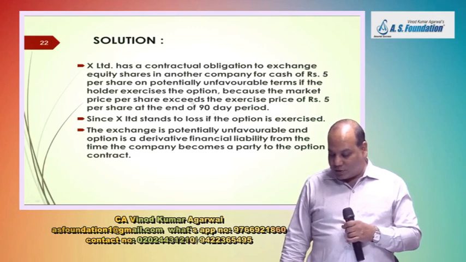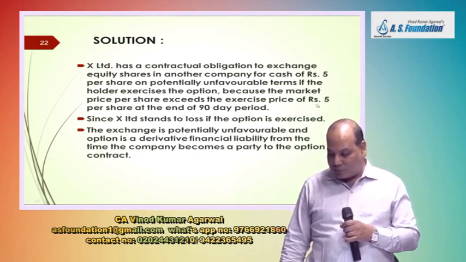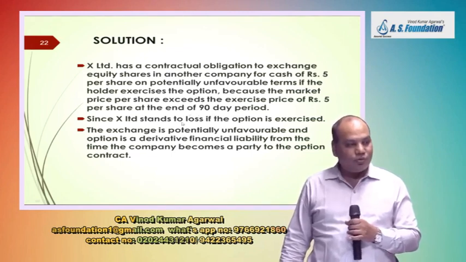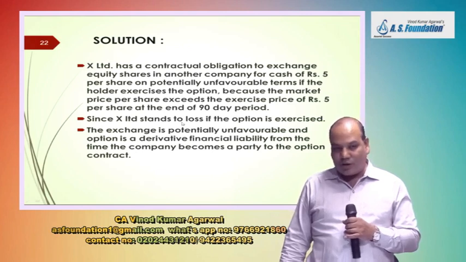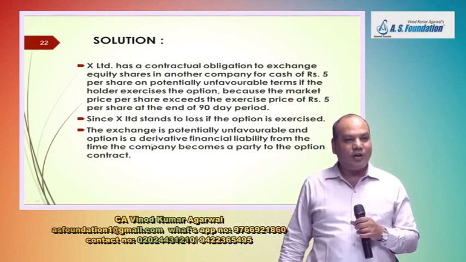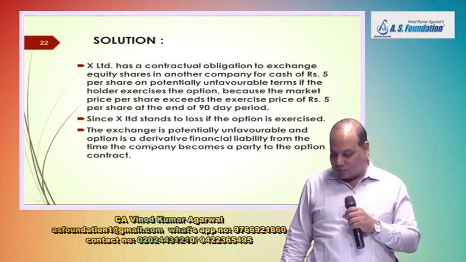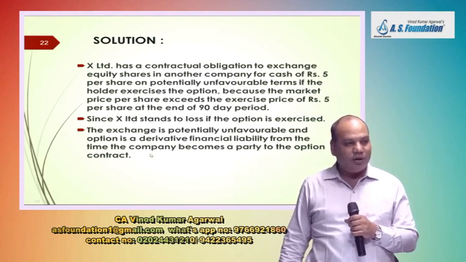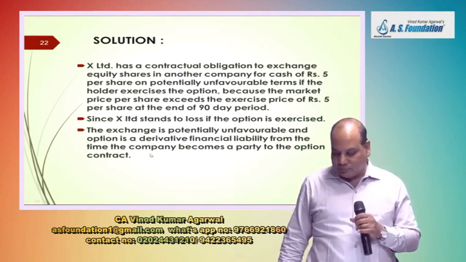If the holder exercises the option because the market price per share exceeds the exercise price of 5 per share at the end of the 90-day period, X Limited stands to lose if the option is exercised. The exchange is potentially unfavorable and the option becomes a derivative financial liability from the time the company becomes a party to the option contract.